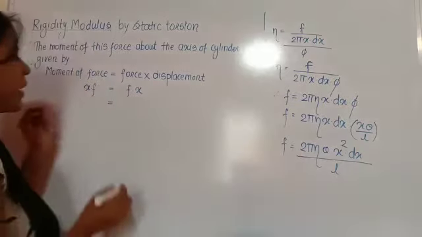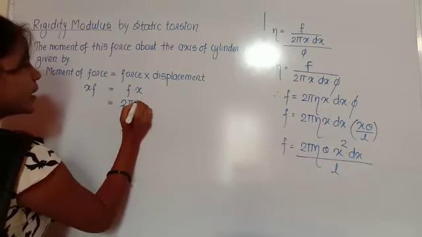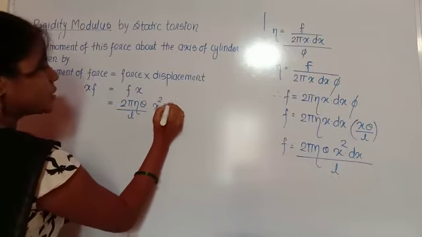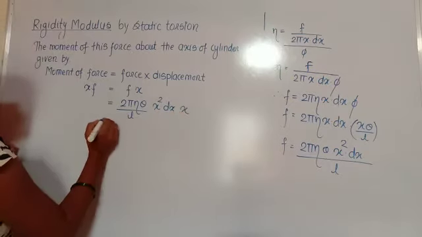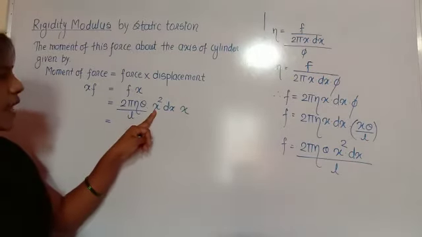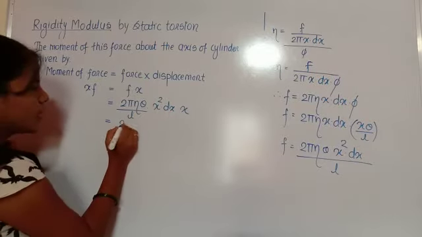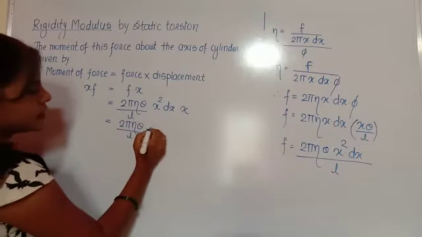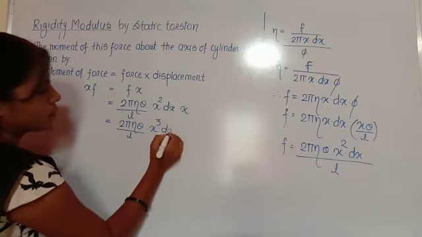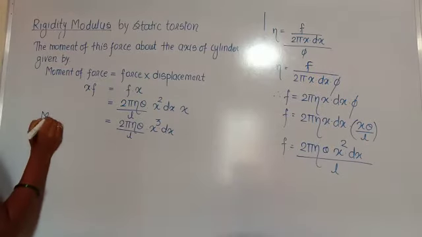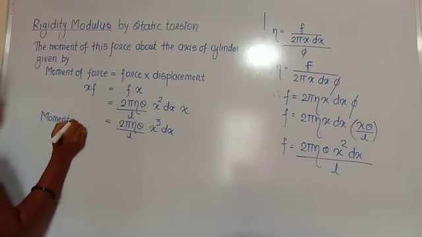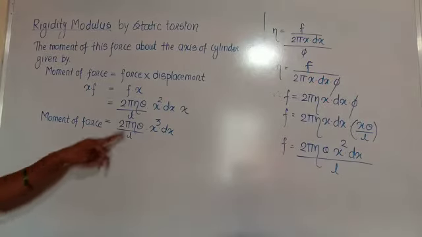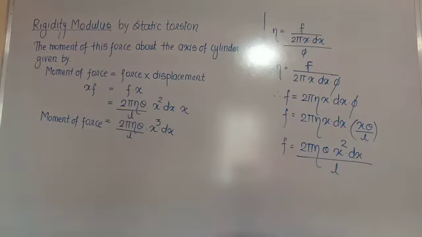We have the value of F, that is twice pi eta theta divided by L into x square into dx, multiplied by x. So x square into x gives x cube, and the rest is a constant, so we get x cube into dx. This is the value of the moment of force, obtained by multiplying the force with displacement.